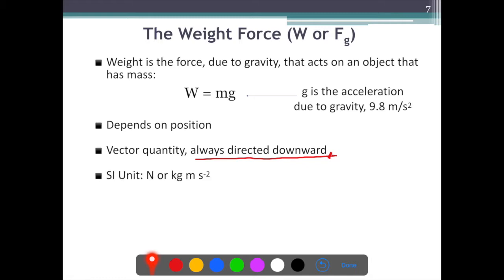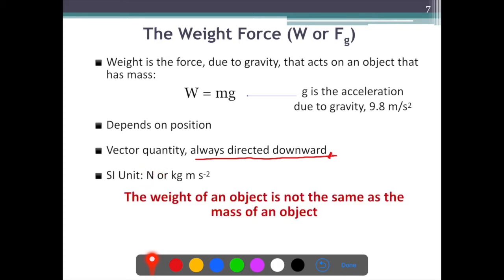Weight is also a force, so its unit is the Newton, which we've seen earlier. One important thing to note here is weight is not the same as mass. It's a little bit confusing sometimes, because in daily life we refer to weight in kgs. For example, if you ask someone, what's your weight, or how much do these apples weigh, we usually respond by giving something with a unit of kgs.